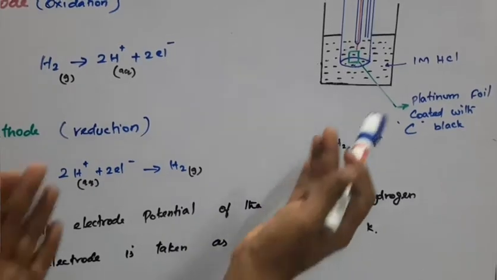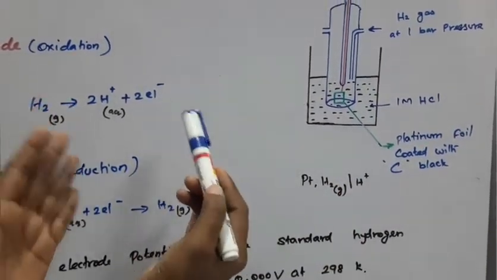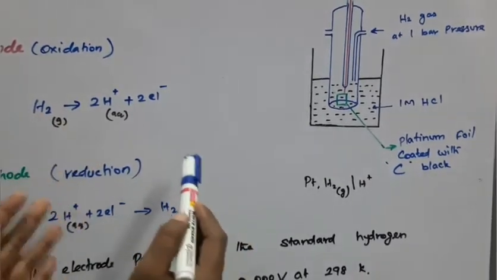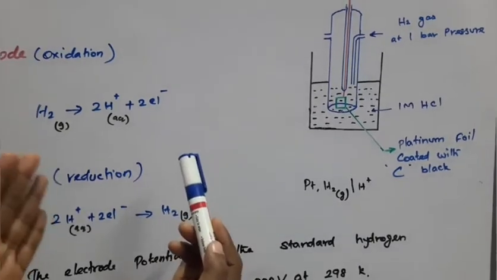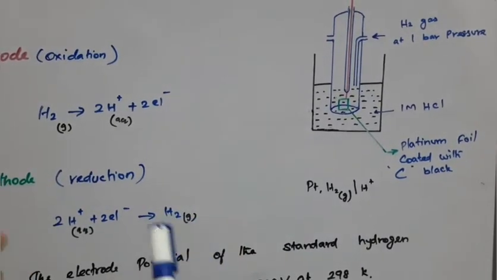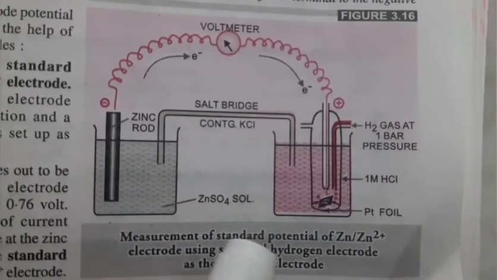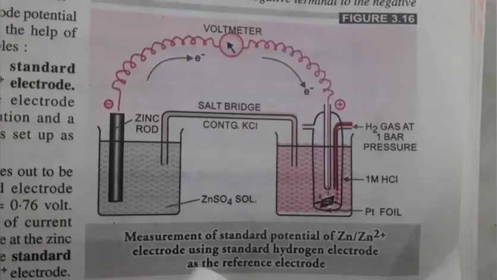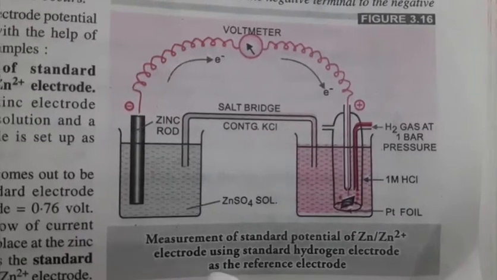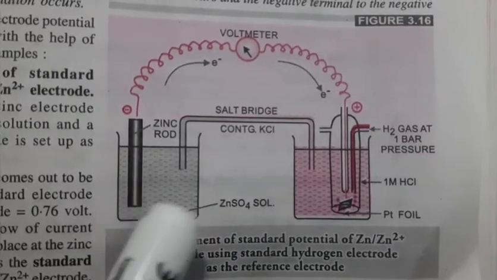On one side the standard electrode potential is there; on the other side is the electrode for which we are going to calculate the electrode potential. I will show you how the apparatus is set up. See here: measurement of the standard potential of the zinc in zinc 2 plus electrode using the standard hydrogen electrode as the reference electrode. So there are two half cells.